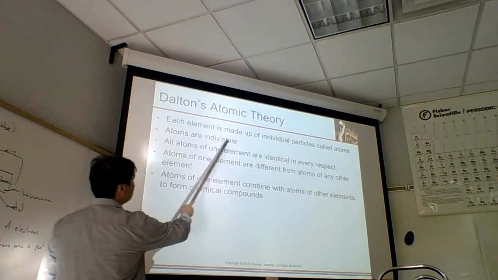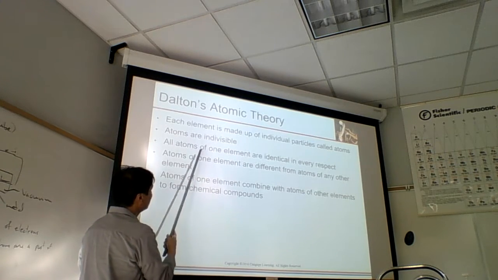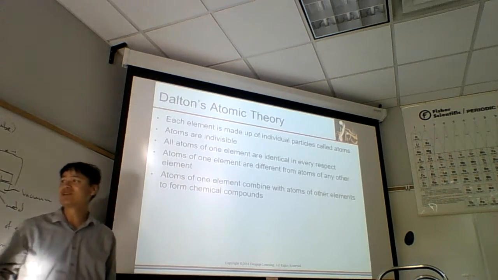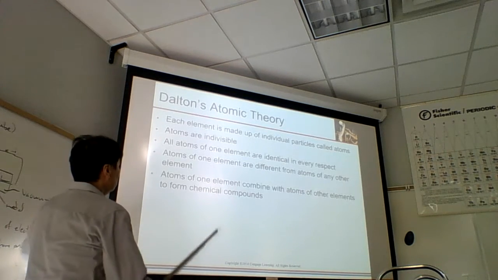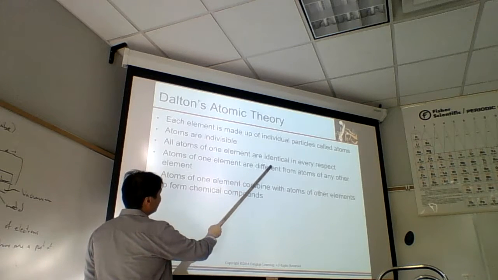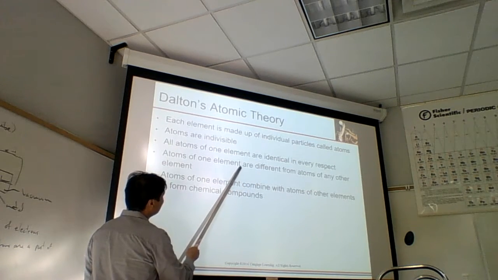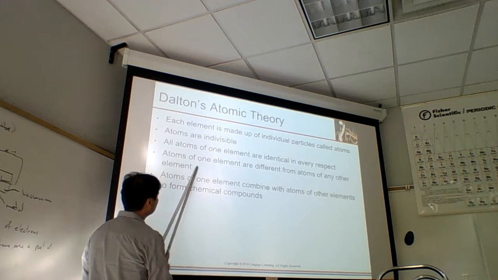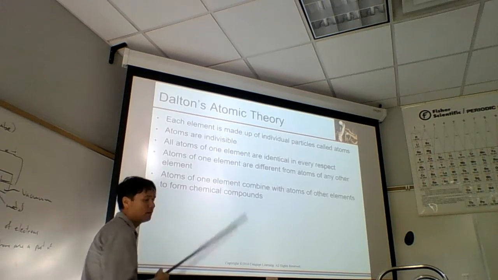Each element is made up of individual particles called atoms. Atoms are indivisible. If you try to break up, let's say, a carbon-12 atom, it's no longer carbon-12. It's protons, neutrons, electrons. All atoms of one element are identical in every respect. Well, that's not true anymore. Atoms of one element are different from atoms of any other element. That is true. Atoms of one element combine with atoms of other elements to form chemical compounds. That's true.